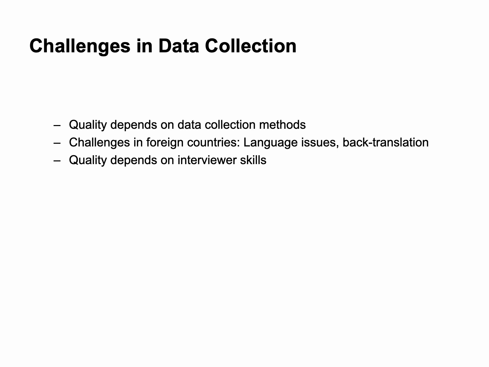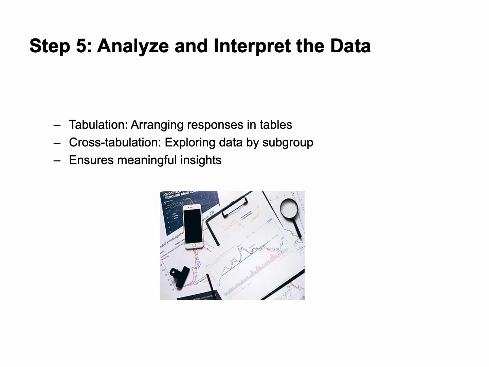By mastering data collection, students can develop strategies that enhance competitiveness and customer satisfaction in dynamic global markets. Step 5 of the market research process involves analyzing and interpreting data to derive meaningful insights for industries like retail, healthcare, and technology. This slide details methods like tabulation, arranging responses in tables to summarize findings, and cross-tabulation, analyzing data by subgroups like demographics.